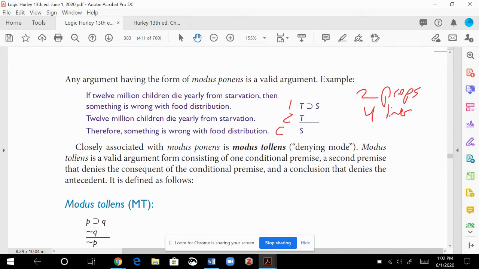Again, do the letters matter? No. Watch over here. Is that a modus ponens? Yes. Different letters, right? It turns out you could actually, watch this.